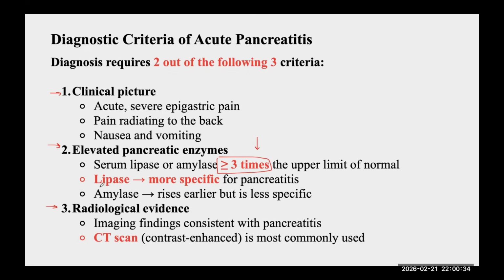Another important information that can come in MCQs is that lipase is a more specific enzyme for pancreatitis as compared to amylase. Now, radiological evidence, we need to have imaging that is consistent with pancreatitis. Usually, we use CT scan to diagnose pancreatitis. So if two of these three are met, that's it, you can diagnose this person with pancreatitis. So if these two are met, you don't need to do CT. That's basically what it's telling you.